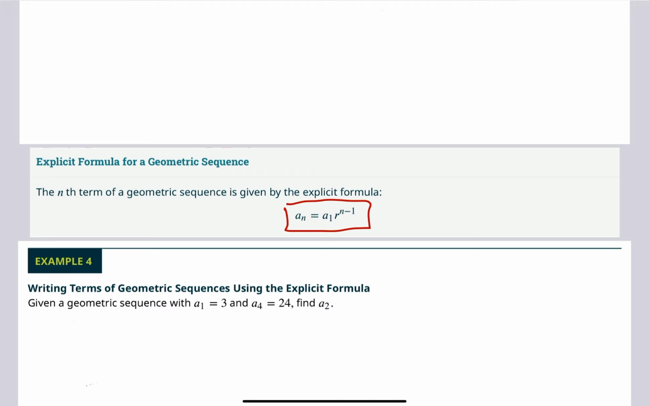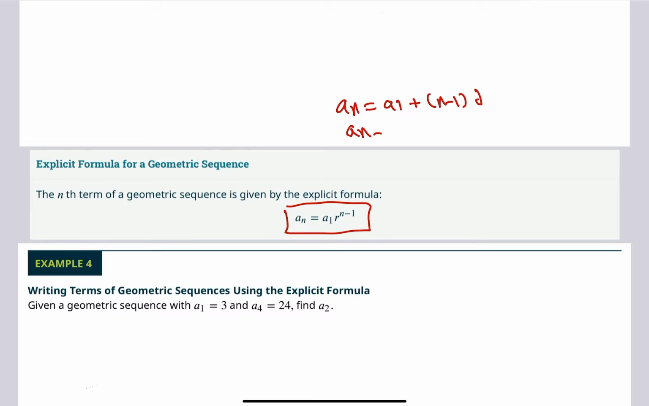It's that simple. It's similar to the arithmetic where I have n minus 1. So that one would be a_n equals a_1 plus (n minus 1)d. This one is simply a_n, which equals a_1, you see the a_1, multiplied by r^(n-1). And that's it. It's that simple.